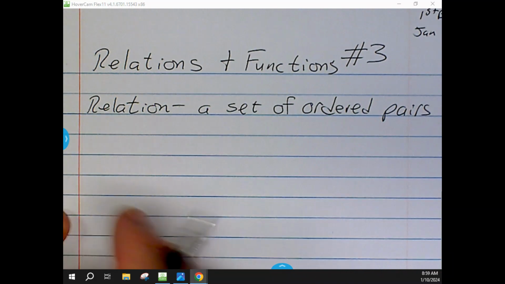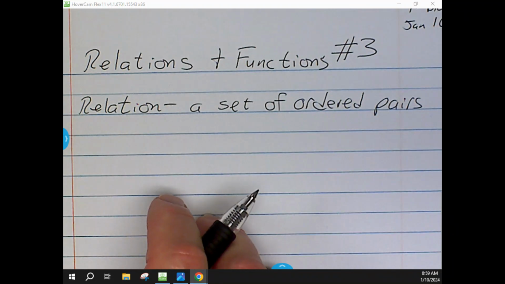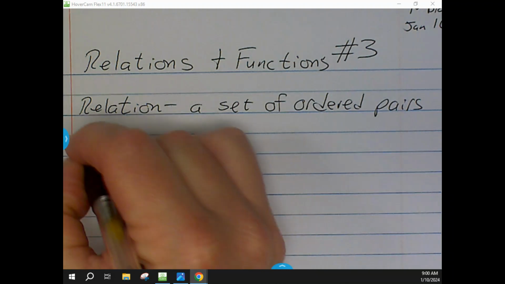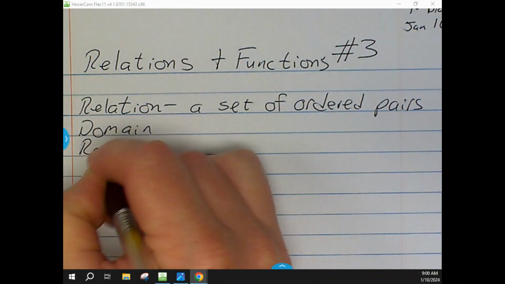Now, it could be two ordered pairs, could be five, could be seven. It's just a bunch of ordered pairs, no matter what we're doing. And for the relation, they may give it to you in a list. They may give it to you in a graph and say, here's a graph of a relation. So they can show this a bunch of different ways.